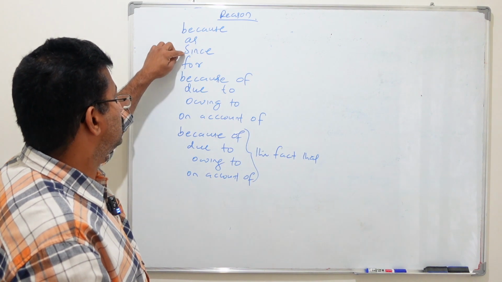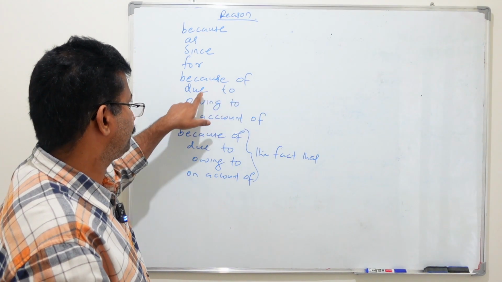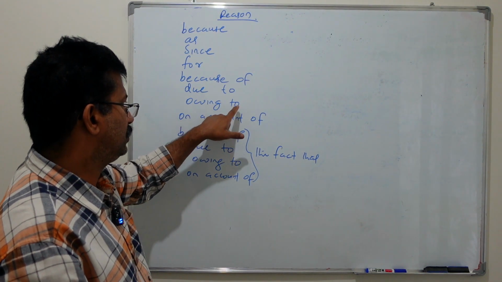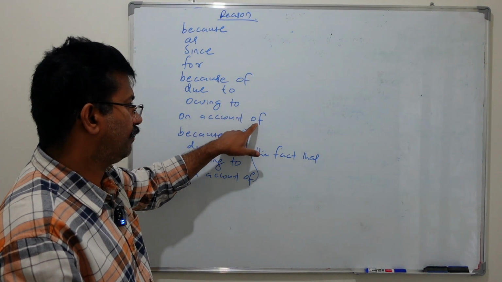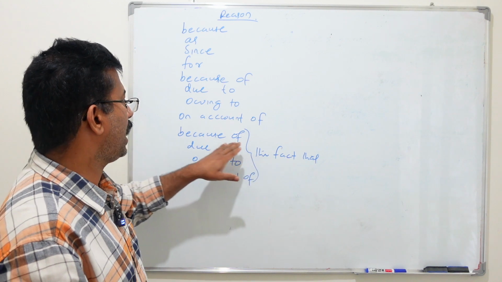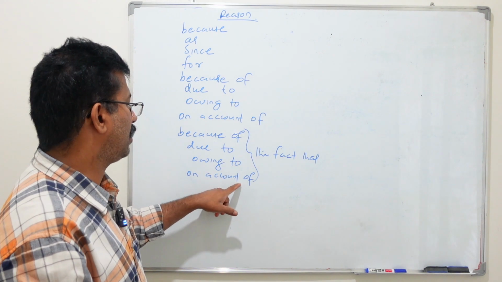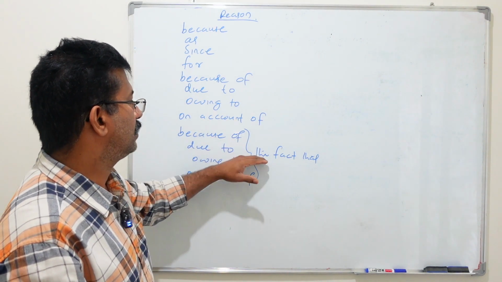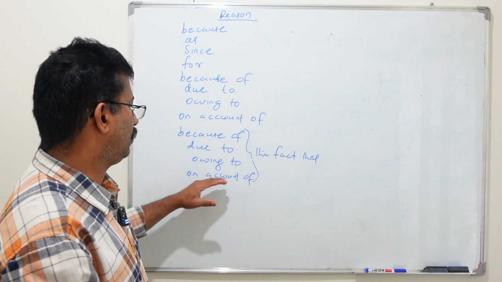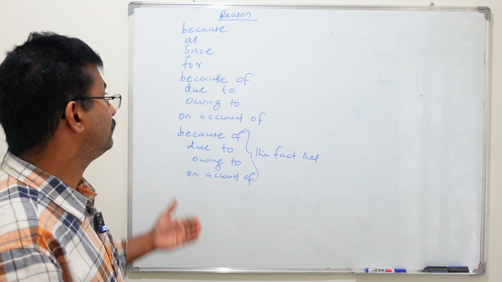Because, as, since, for, then because of, there is "of" with because, then due to, owing, O-W-I-N-G, owing to, then on account of. Then "the fact that" is added to because of, due to, owing to, and on account of. So you get because of the fact that, due to the fact that, owing to the fact that, and on account of the fact that. There are many more expressions which will be discussed later.